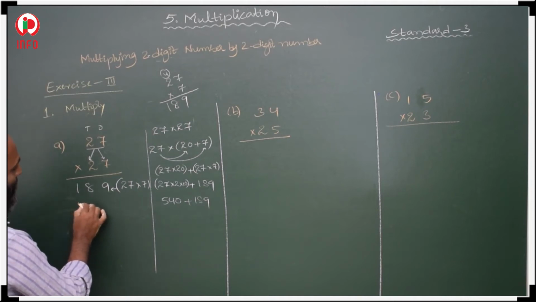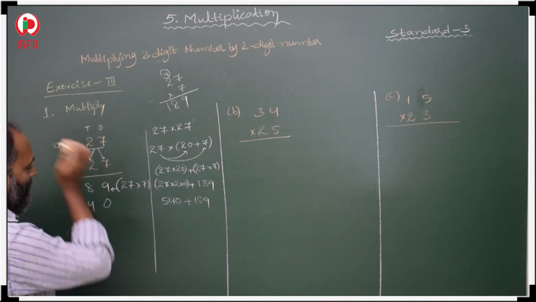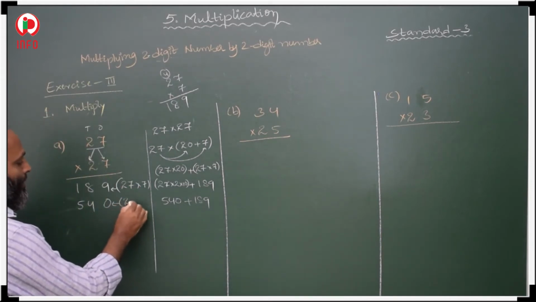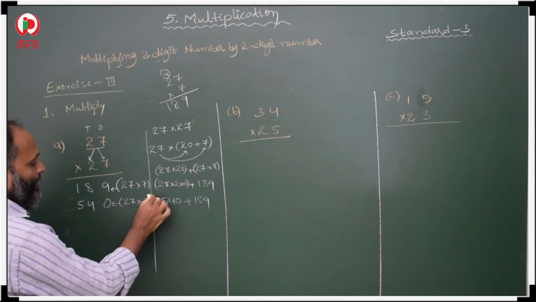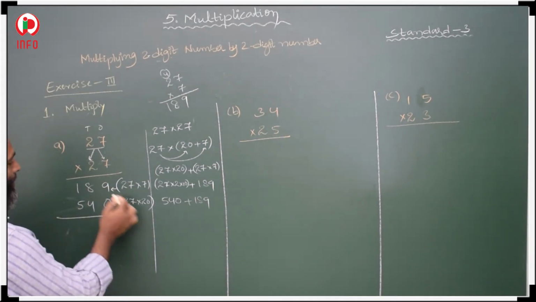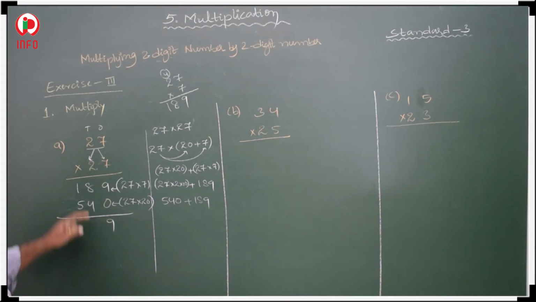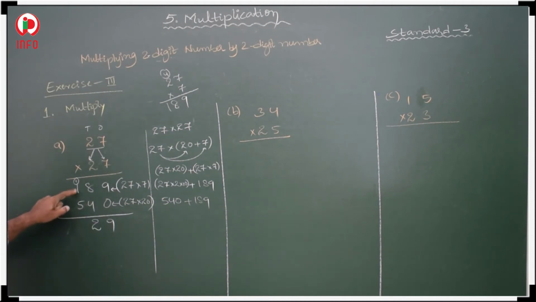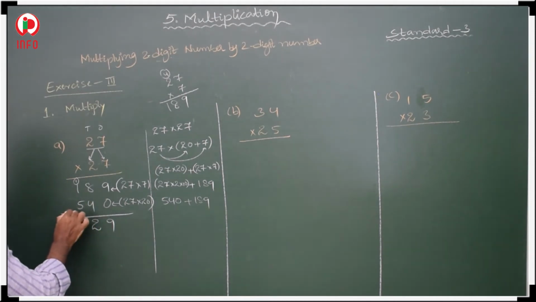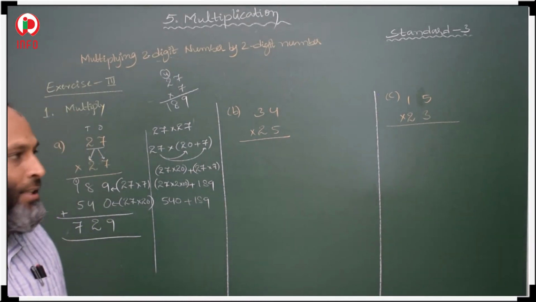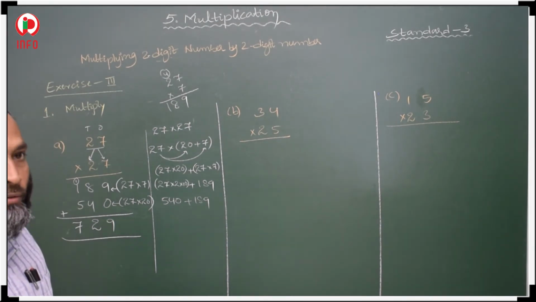540. How to write 540? This is 27 with 20. Now add this all. 9, 8, 9, 10, 11, 12. And here 5 plus 1, 6, 6 plus 1, 7. 729. So in this way we have to do.